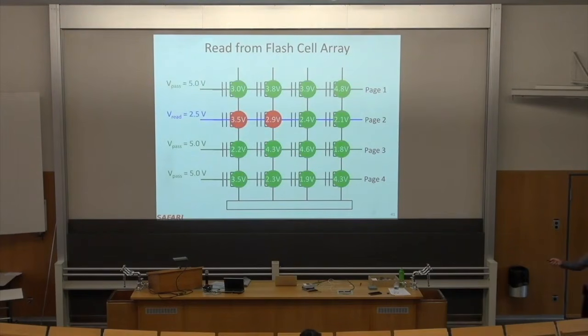If you apply the read reference voltage over here, the transistors that have threshold voltages greater than the read reference voltage are inhibited, and other transistors that have threshold voltage values less than the read reference voltage pass through. As a result, you get this, and this leads to 0011, which is exactly what you want to read from that page.